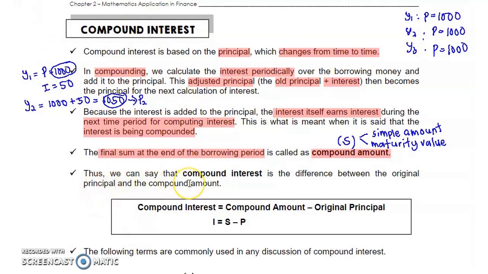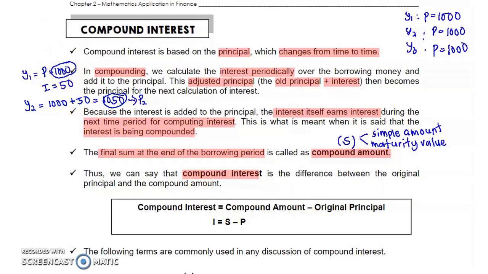Thus we can say that compound interest is the difference between the original principal and the compound amount. So how do we calculate compound interest? Compound amount minus original principal. There is no formula I equals PRT in the compound interest topic. So how do we calculate compound interest? I equals S minus P. The compound amount is value S and the original principal is value P. The original principal refers to the principal in the first year.